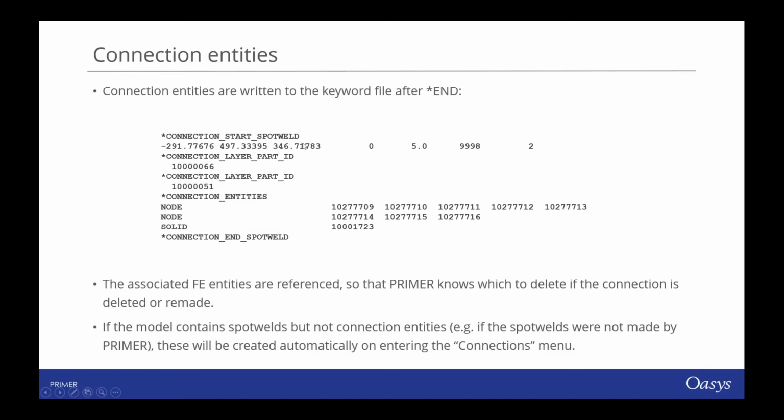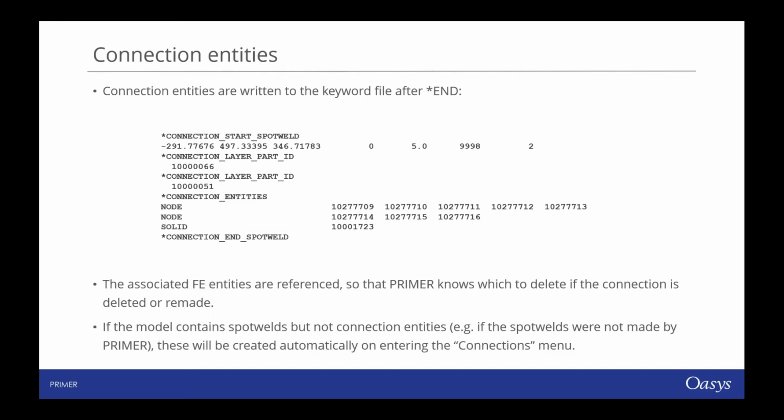So you have the star connection start of one spot weld, has the coordinate points of the connection, diameter if it's solid, the part that it's associated to. So there's information on the layer of the part IDs and the connection entity. Here we can see it's a solid with an ID value and the associated nodes, and then the end. So they're referenced so that Primer knows which to delete if a connection is deleted or remade.